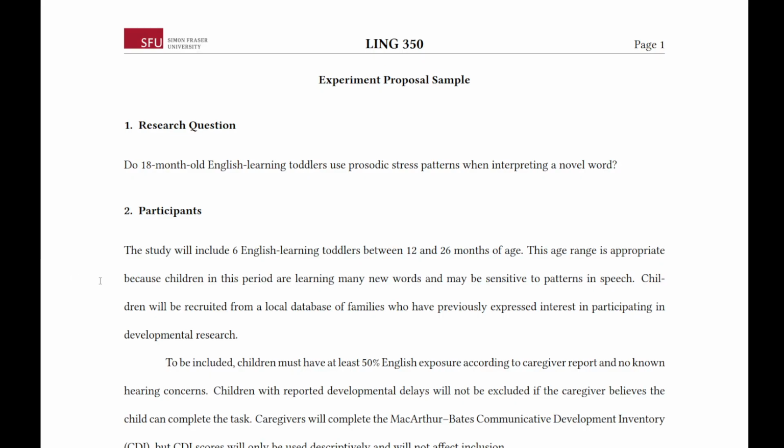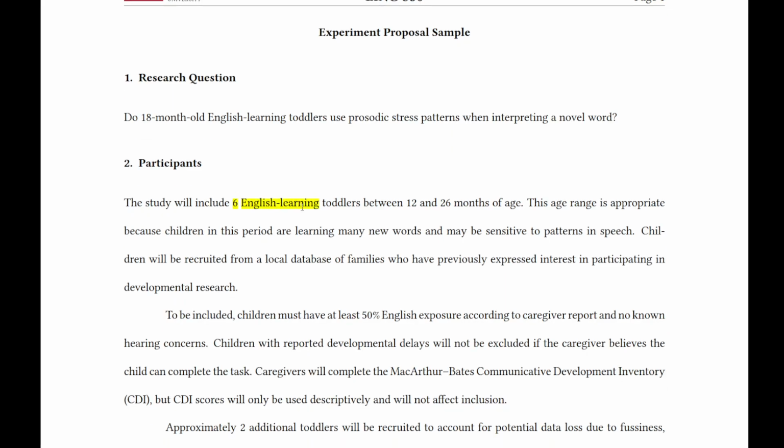So the first one, the study will include 6 English learning toddlers between 12 and 26 months of age. If we take a look back at the research question, this is for 18 months. This gap is way too wide for 12 and 26 months, especially with children. If you're looking for like 20-year-old adults and you say 19 to 21 years, that's fine. But with kids, this is not great. The most we'd want to go is like 16 to 20 months, but 17 to 19 would be better. The closer we can get to that 18-month mark, the better.